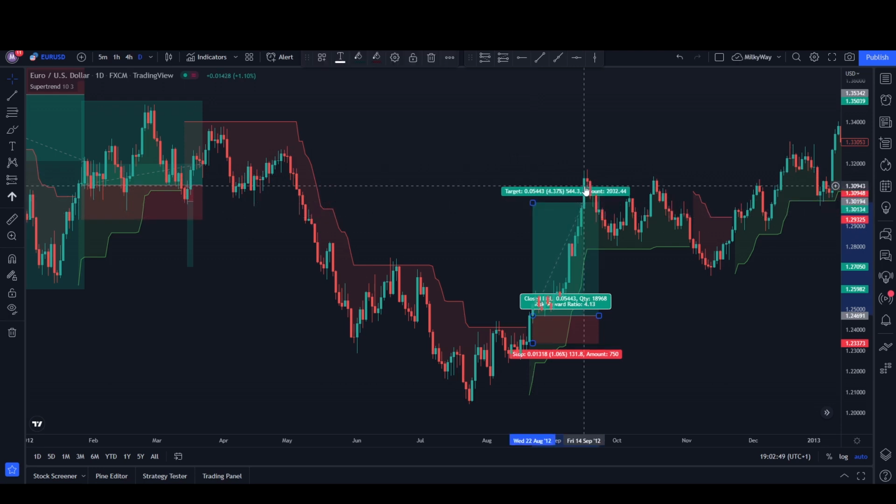So let's go ahead, do the backtest, see how this strategy performs over the years. And I'll see you for the results.